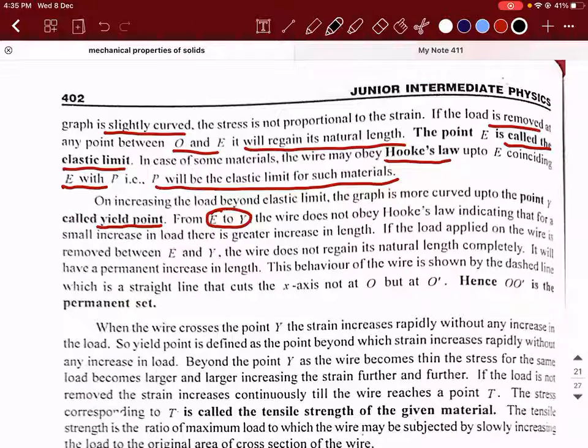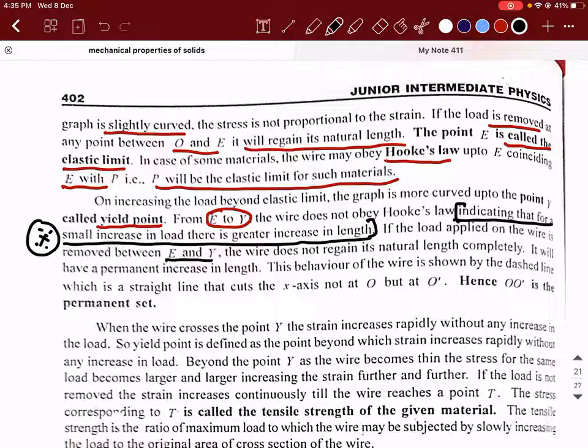Okay. From E to Y, the wire does not obey Hooke's law, indicating that for a small increase in load, there is a greater increase in length. So please underline this. Very, very important. If the load applied on the wire is removed anywhere between E and Y, the wire does not regain its natural length completely. It will have a permanent increase in length.